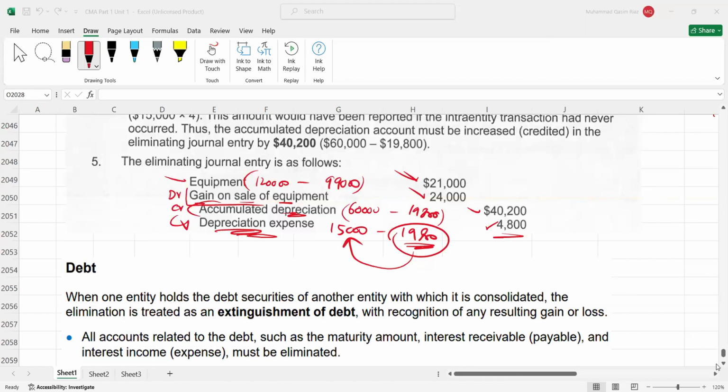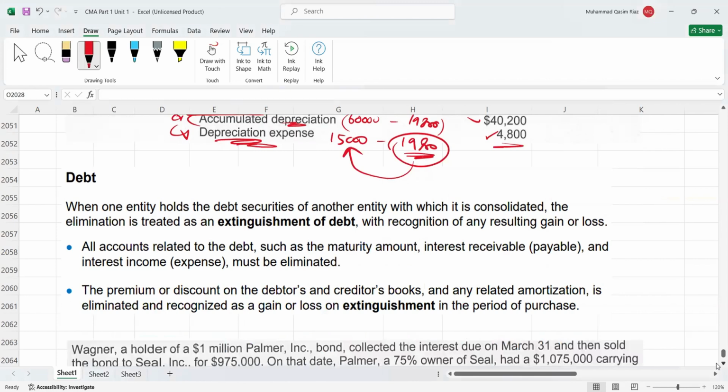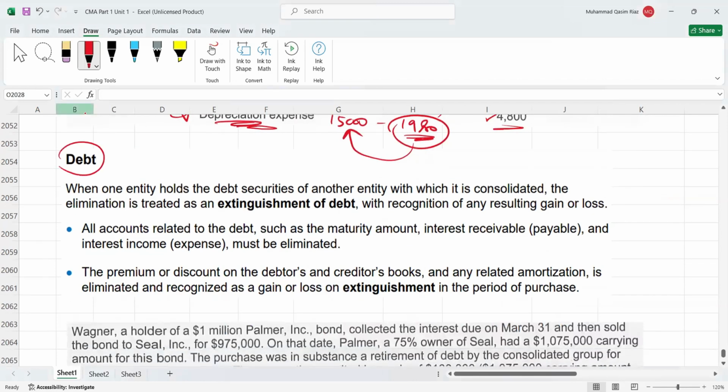Now, guys, I have already told you about this. Actually, this is about the debt. Sometimes, for example, parent may have investment in the subsidiary through the debt, or maybe subsidiary is having investment in the parent through the debt. For example, we may buy the bonds. Actually, this calculation is not in the US syllabus, but you should remember the theoretical point. So when one entity holds the debt securities of another entity, for example, parent is having bonds of subsidiary, or subsidiary is having bonds of parent, with which it is consolidated.